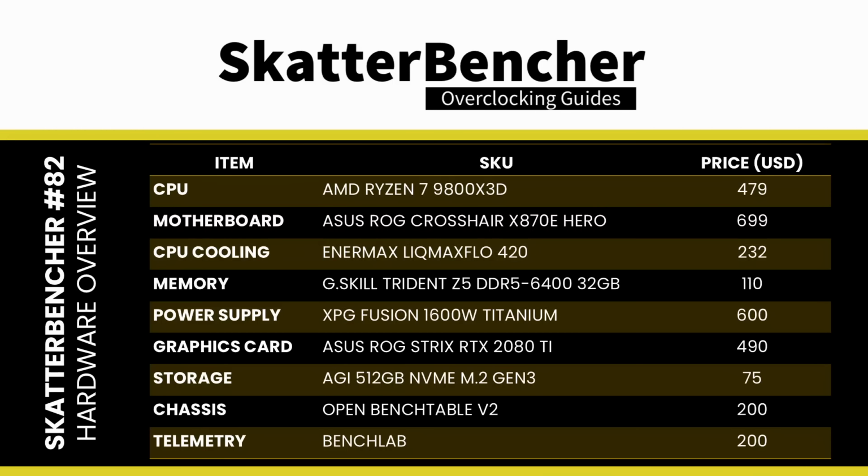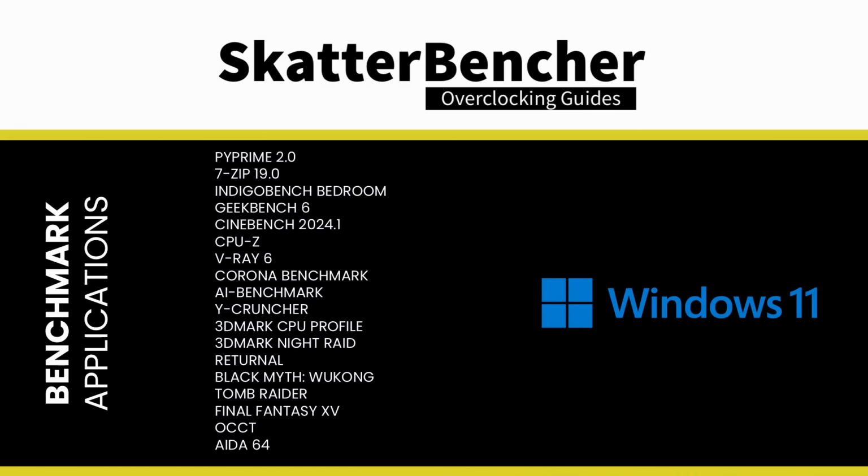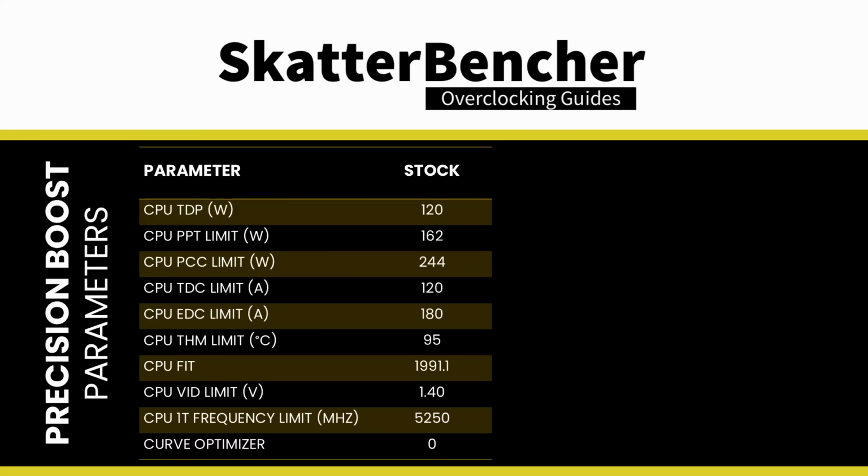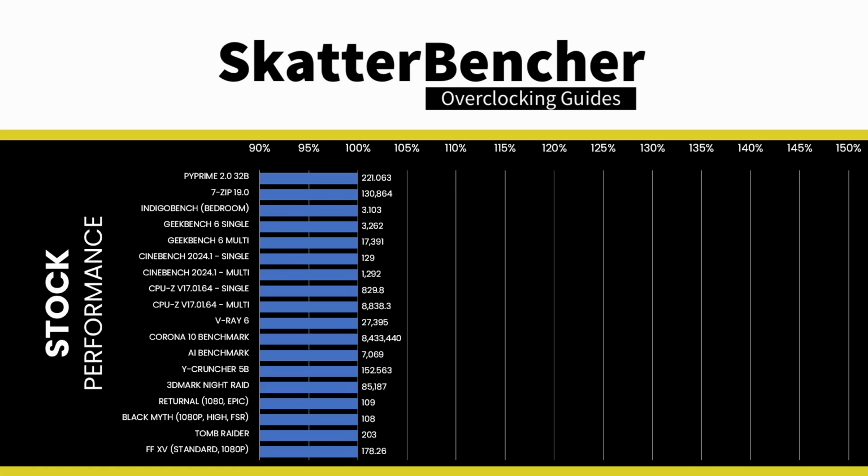The system we're overclocking today consists of the following hardware. We use Windows 11 and the following benchmark applications to measure performance and ensure system stability. Before starting overclocking, of course, we have to check the system performance at stock. The default Precision Boost 2 parameters for the Ryzen 7 9800X3D are as follows. Here's the benchmark performance at stock.